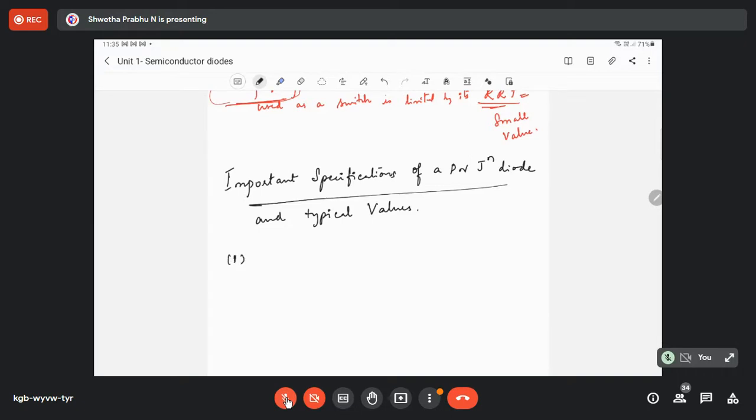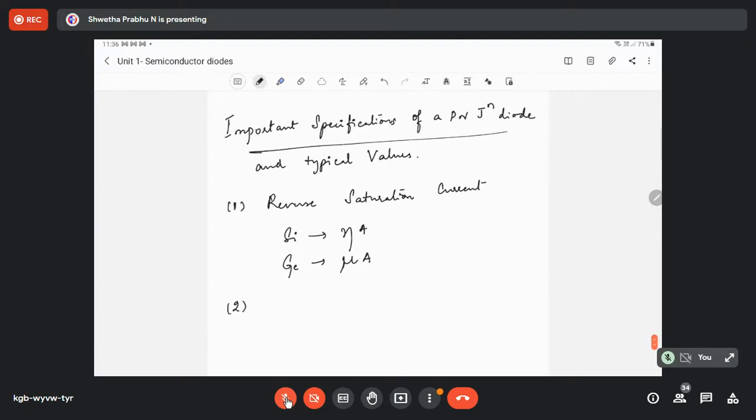Take down the first specification, reverse saturation current. For silicon, the reverse saturation current is measured in nanoamperes. For germanium, the reverse saturation current is measured in microamperes. So these are called typical values.